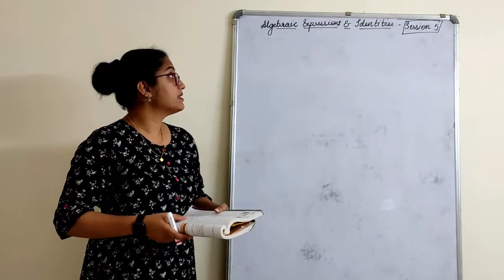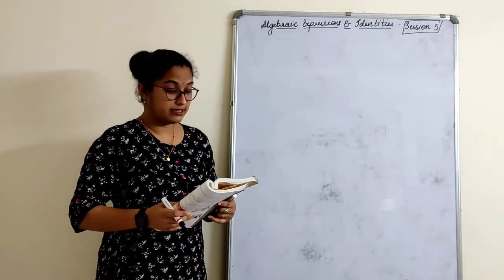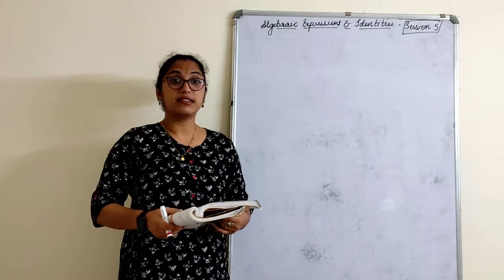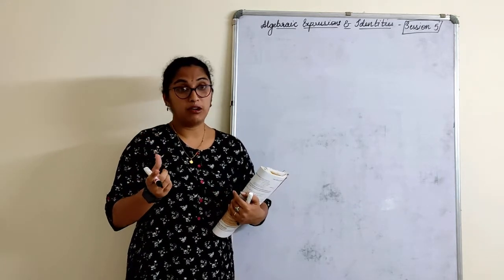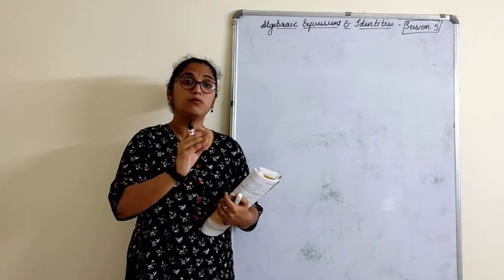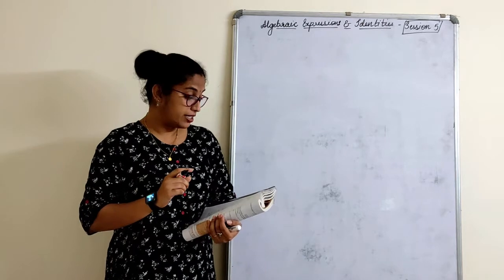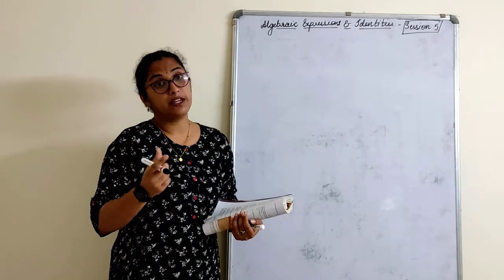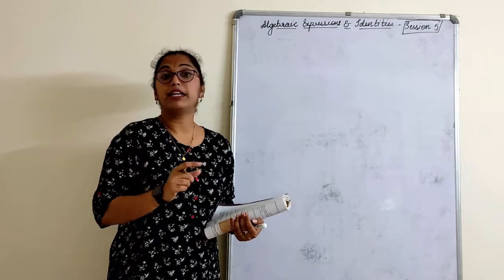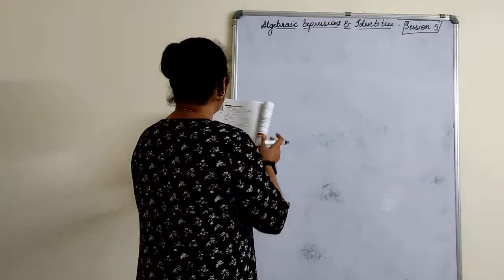Good morning. So we'll start session 5 on the chapter Algebraic Expressions and Identities. In today's class we'll understand multiplication of a binomial by a binomial. Till now we understood monomial by a monomial and monomial by a binomial, and in today's session we'll study binomial by binomial as well as binomial by a trinomial multiplication. So let's start.